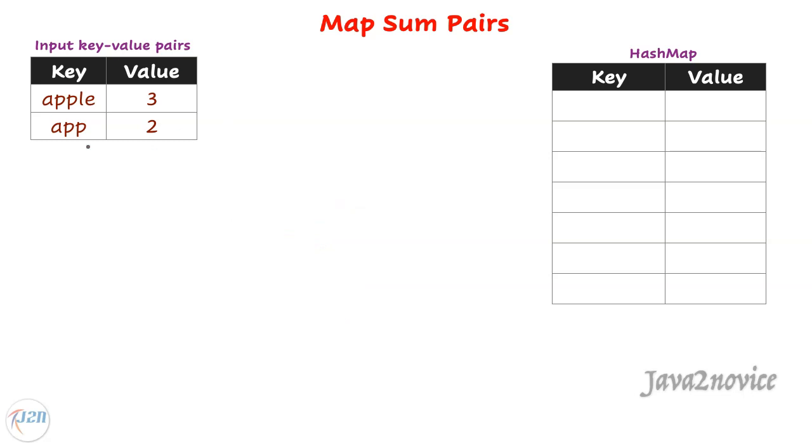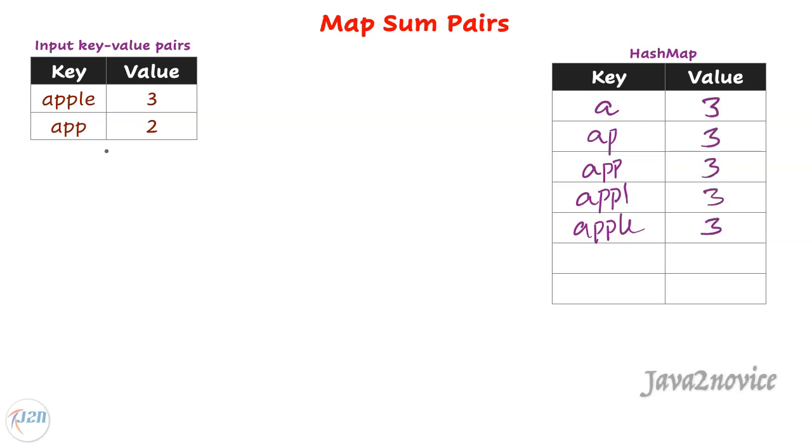Let's say these are our input key value pairs. Rather than storing key value pairs as they are in the hash map, we will break the key into all possible prefixes and store the sum values well beforehand. Which means, let's take Apple. Rather than storing it as Apple, we will store it as A, AP, APP, APPL, APPLE. And the value will be the same for all these prefixes. It is 3.